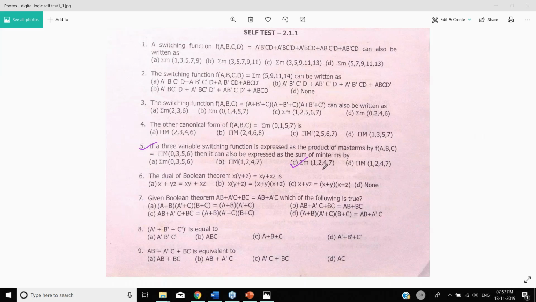Is it okay? Did you get the answer? This is very simple. 0, 3, 5, 6. Then the rest of the elements are 1, 2, 4, 7. And it is max term, so it will become min term. So that is what is called duality. If you are given max terms and you find the min terms, they are called duals of one another.